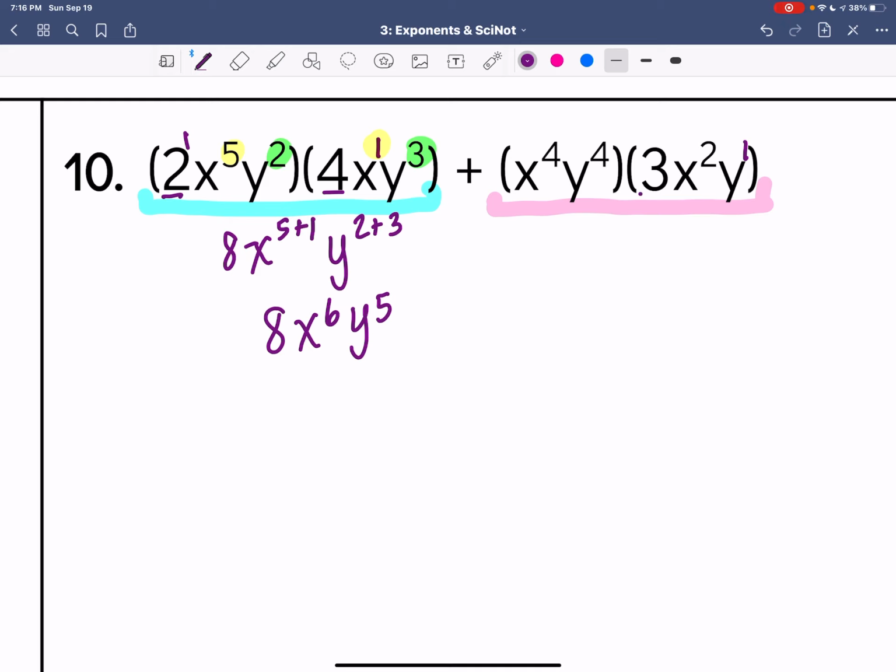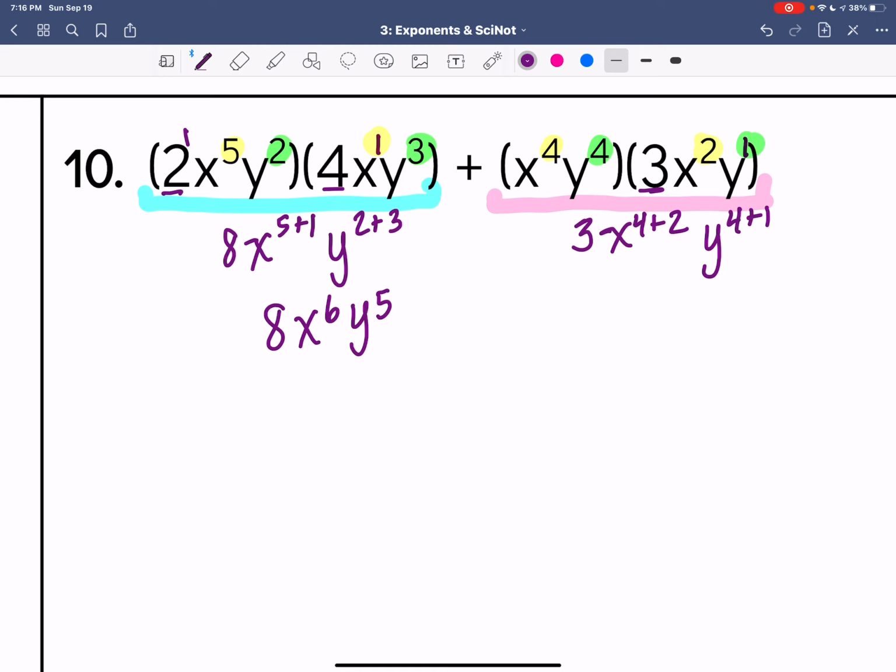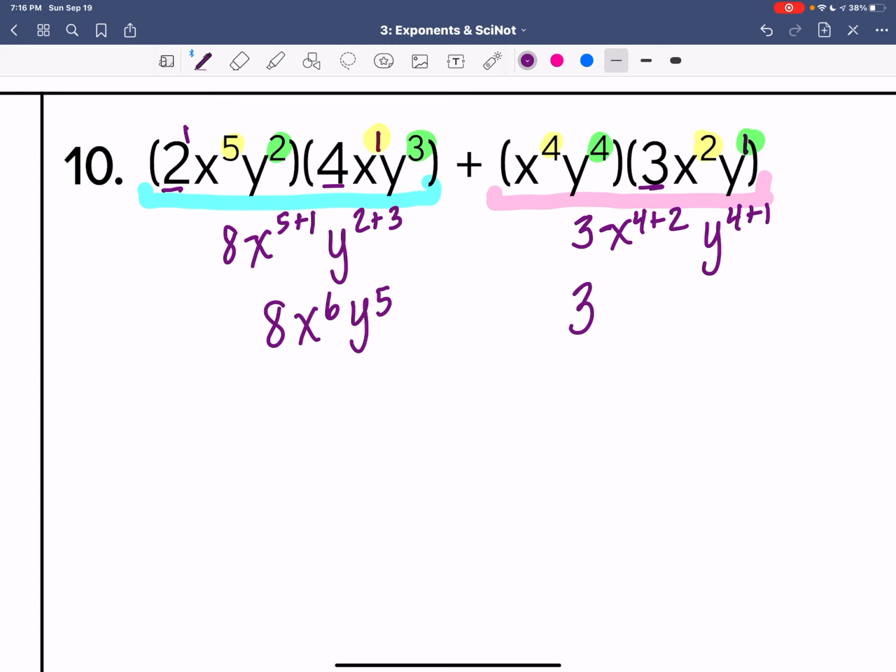So the only coefficient I have is 3, so I'm going to write that first. And then now let's look at our x's. I've got 4 here and 2 here. So you should get x, 4 plus 2. And then now let's look at our y's. I've got 4, and don't forget that 1 there. That is a common mistake. And then now let's put it all together. 3x to the 6th, y to the 5th, and then don't forget to add.